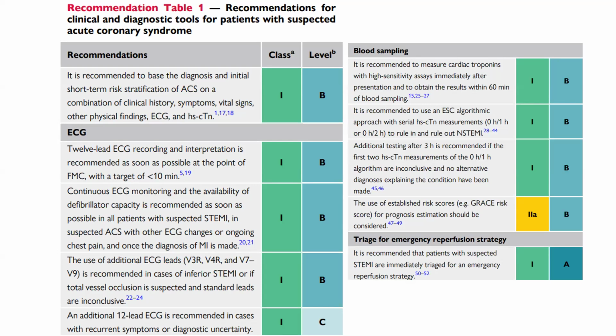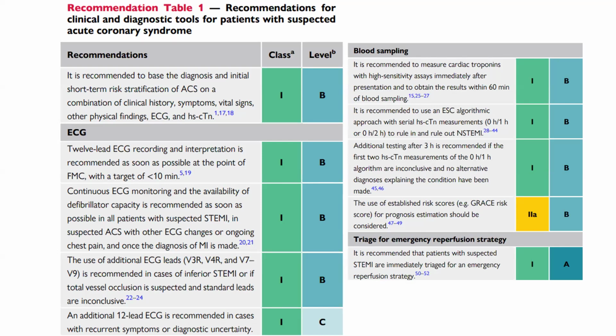I think this is something that we know and we are supposed to be doing, but it's been re-emphasized in the guidelines. The use of additional ECG leads, so right-sided leads V3R, V4R, when you have inferior MI, and also V7 to V9 when you have patients with posterior MI is recommended when you suspect this kind of occlusions or when the standard leads are inconclusive.